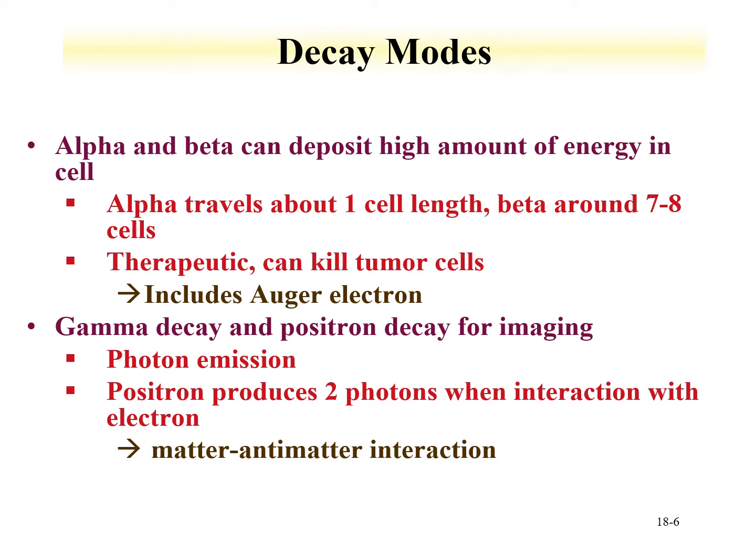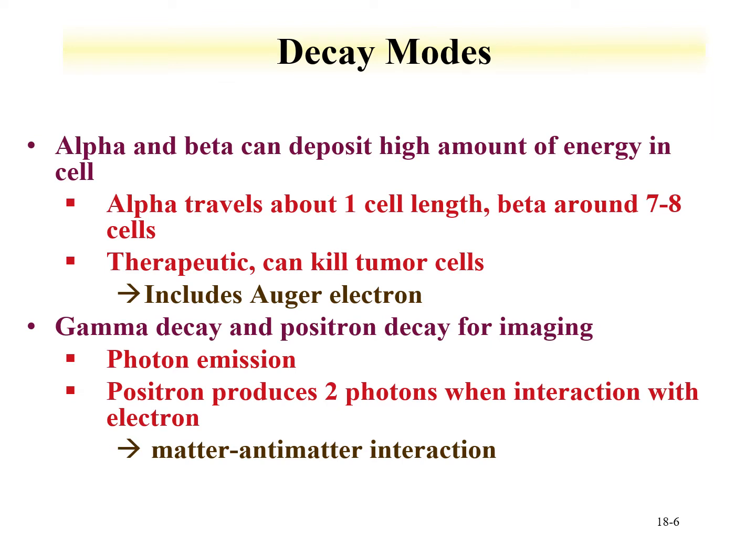For medical isotopes, the decay modes are important for their applications. Alpha decay and beta decay can deposit high amounts of energy in a cell. An alpha will travel about 1 cell length. Beta particles will travel almost 10 cell lengths. So one can evaluate this as a route of killing cells.